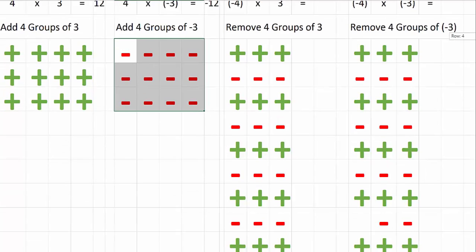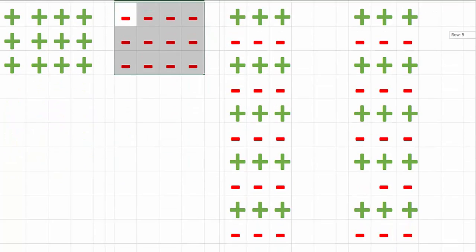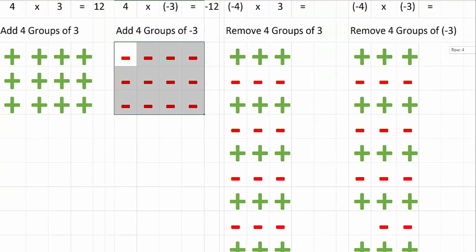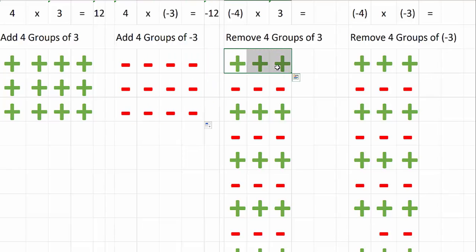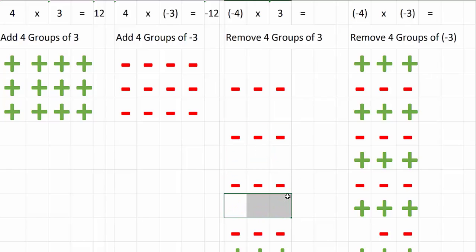Now this problem next, we have a negative times a positive, and so we're going to interpret that as remove 4 groups of 3. Well, you are very skilled by now at recognizing that this entire value right here is 0, and so we're going to remove 4 groups of positive 3. So we're going to remove 1 group, 2 groups, 3 groups, and 4 groups of positive 3. And so that answer obviously means that we have negative 12 tiles remaining.